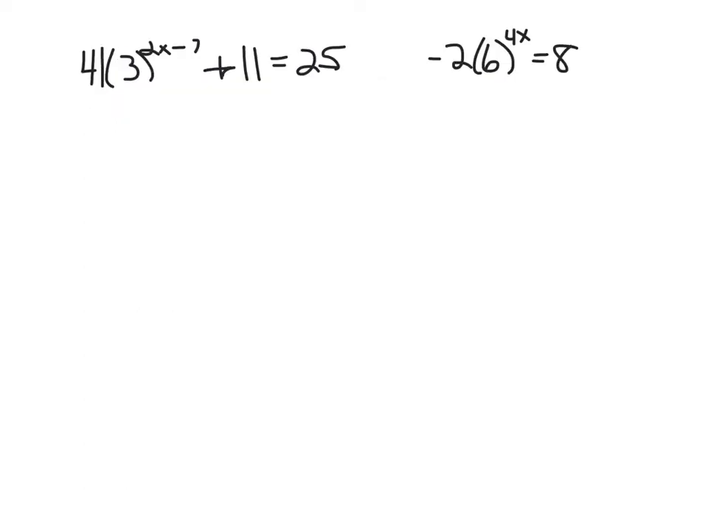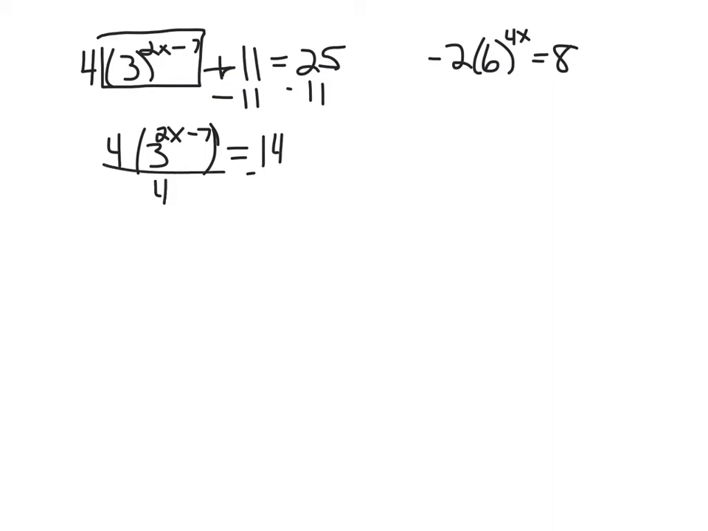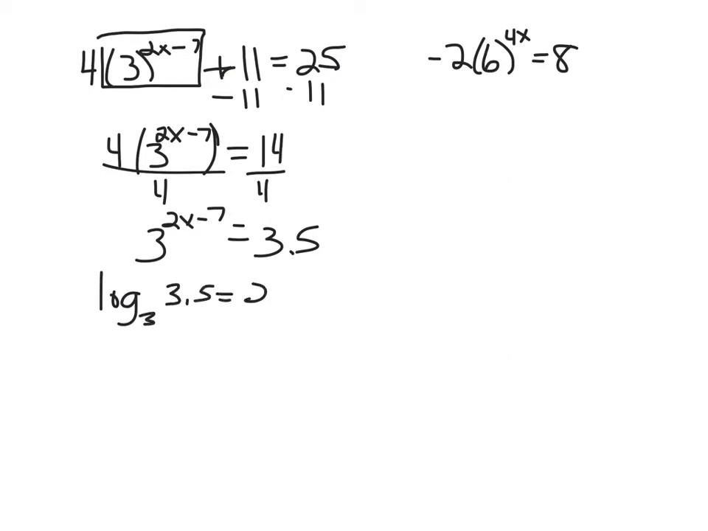Alright, so next problem, I still need to isolate my base, so we're going to subtract 11. So 4 times 3 to the 2x minus 7 equals 14. This one doesn't divide evenly, but that's okay. Once again, we're trying to get our base by itself. So now we have the base by itself. We rewrite as a log base 3 of 3.5 equals 2x minus 7. If I look at just the right side, what are my two steps I need to do? I'm going to add 7.